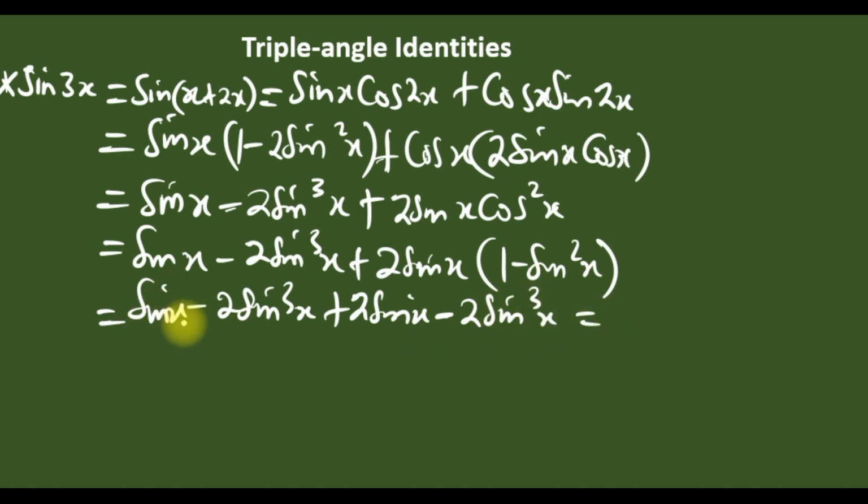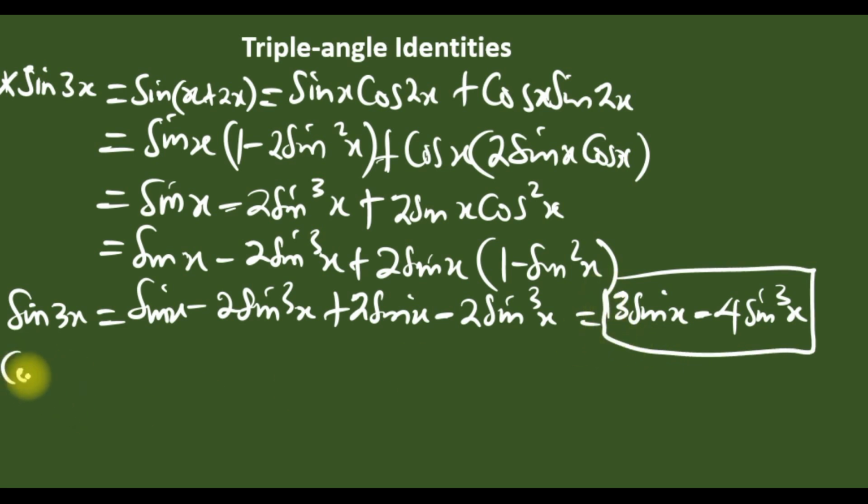So we can now collect like terms. Sine x plus 2 sine x is 3 sine x. Minus 2 sine cube x minus 2 sine cube x is minus 4 sine cube x. So this is our identity for sine 3x, the triple identity, which is equal to this.